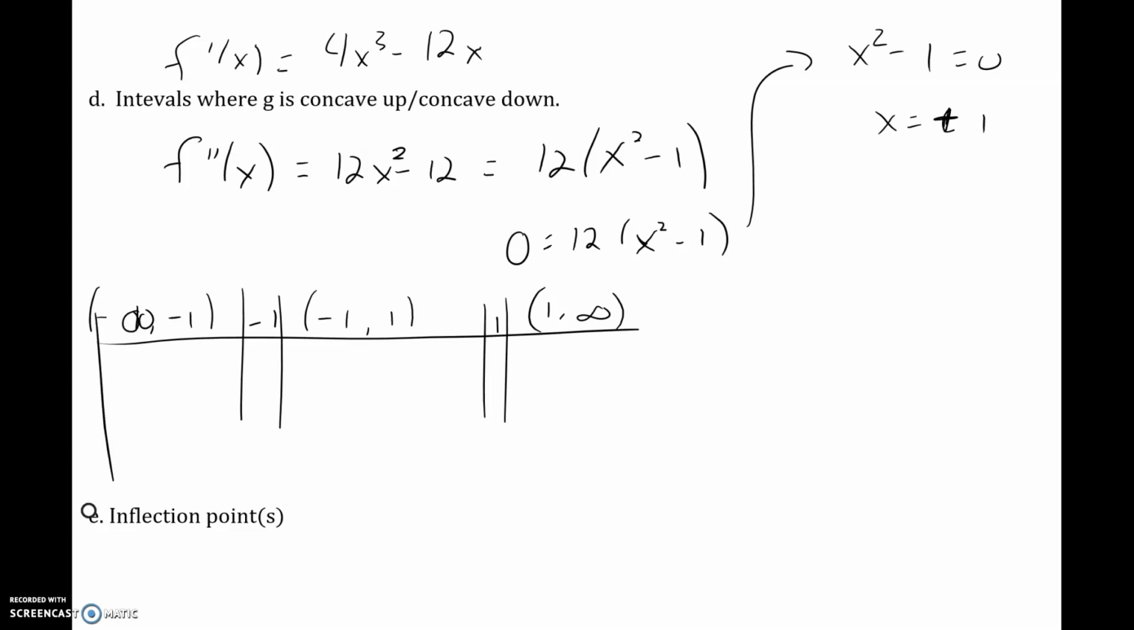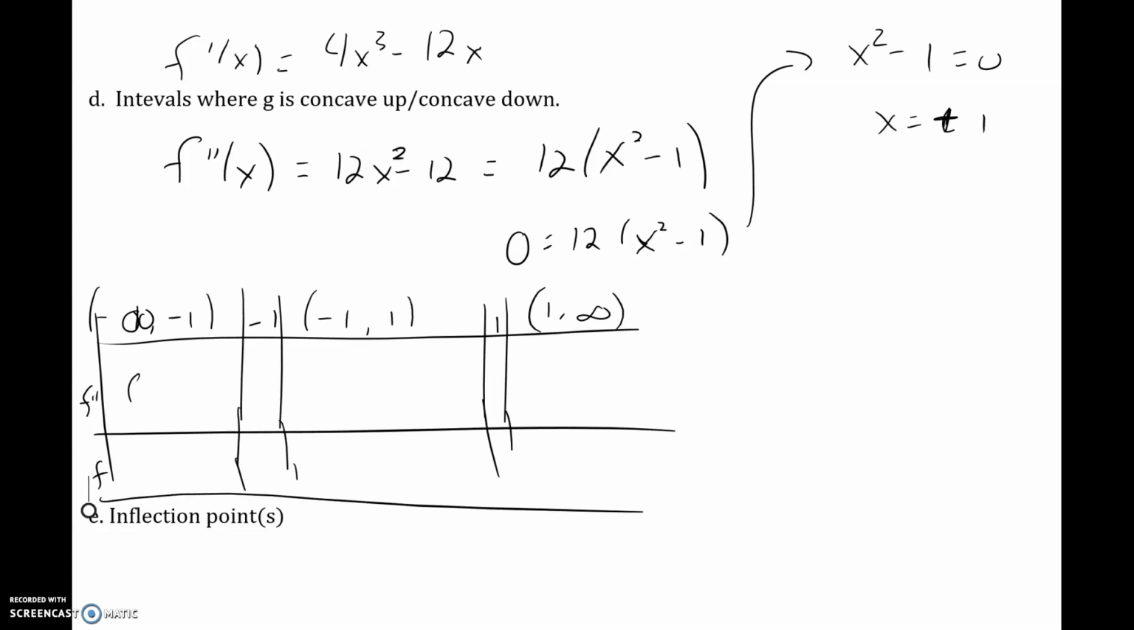So I have these 3 intervals, and it's the same idea. I'm going to use f double prime to tell me something about f. So f double prime at -2. If I plug in -2 here, I get 4 times 12, which is 48 minus 12, 36. It doesn't matter if it's 36, it matters that it's positive, which means it's concave up.